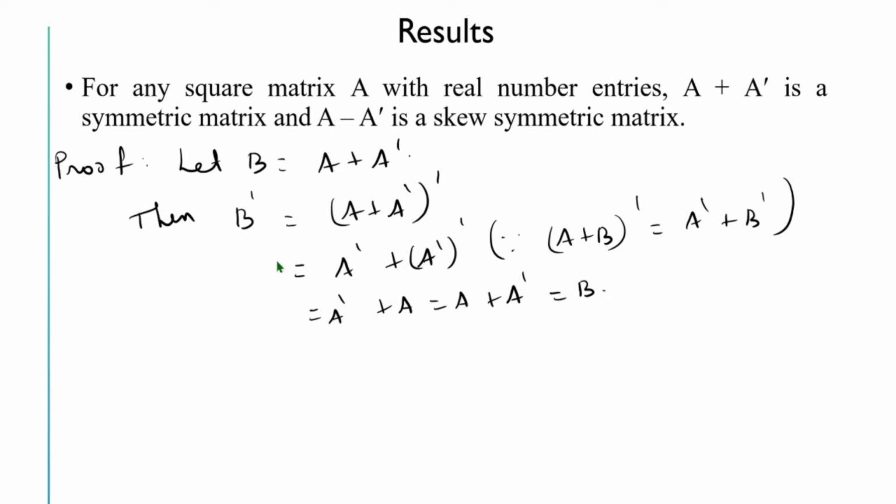So we have taken B is equal to A plus A transpose and we got B transpose is equal to B. That is, A plus A transpose is a symmetric matrix. Therefore, A plus A transpose is a symmetric matrix.